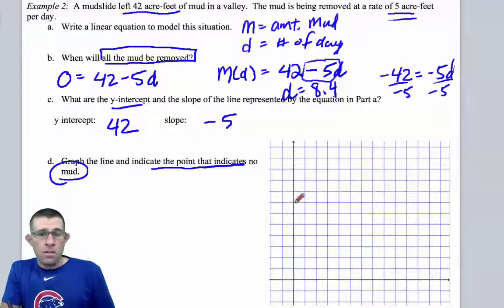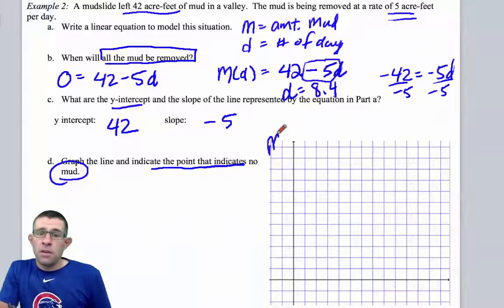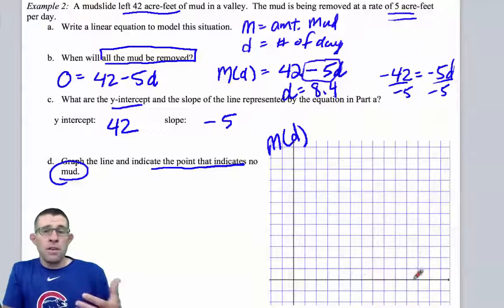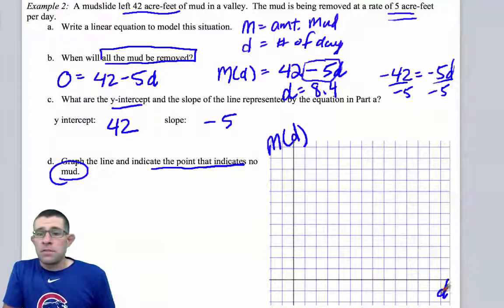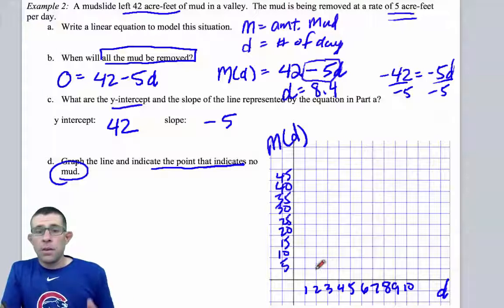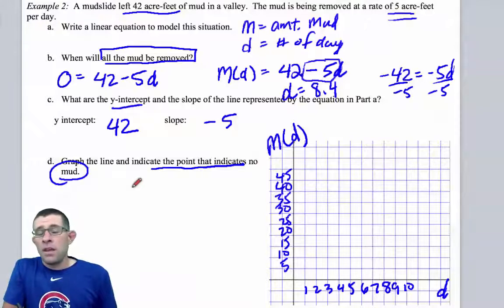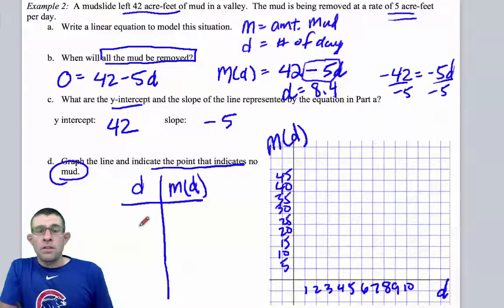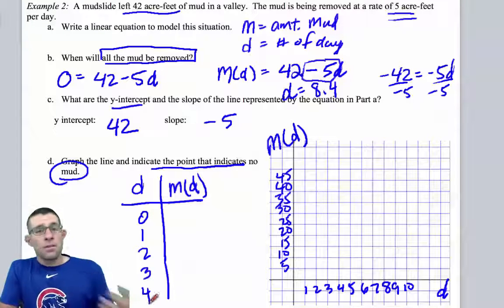So remember, on the y-axis goes our dependent variable, and that's the mud based off of d days, and then along the x-axis is our independent variable. That's going to be d for days. Okay, now that we have our axes labeled, we can start plotting some points. If it helps you, you can always make a table of values. We can start substituting in 0 days, 1 day, 2 days, 3, 4, and so on and so forth.